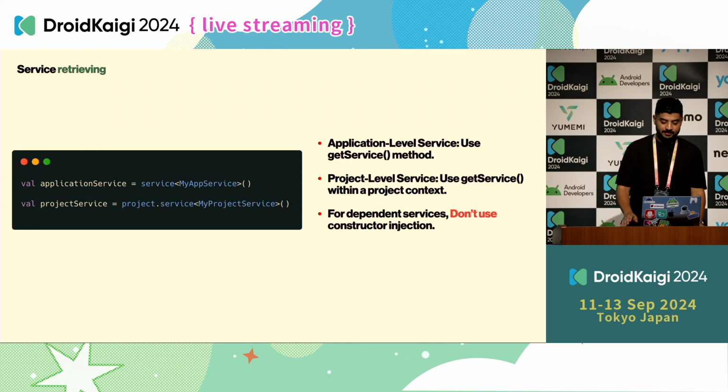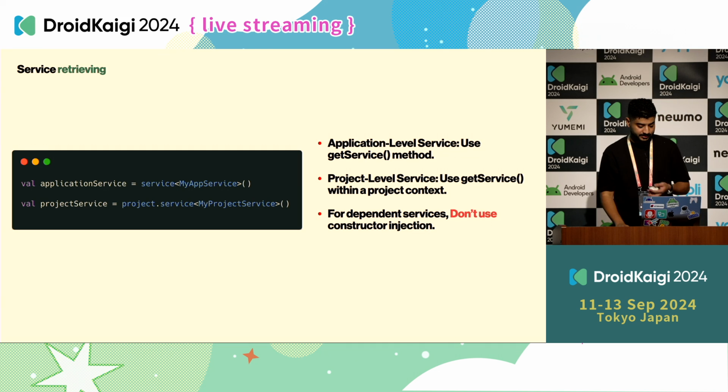If you want to retrieve an application level service, you simply call getService. For a project level service, you use the same method but within the context of a specific project, ensuring that the correct instance of the service is provided. One thing to note, constructor injection, you shouldn't be using it. Always call getService only when needed.